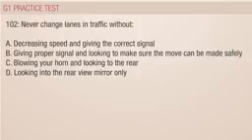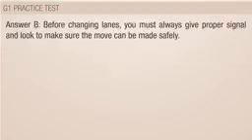Question 102. Never change lanes in traffic without A. Decreasing speed and giving the correct signal. B. Giving proper signal and looking to make sure the move can be made safely. C. Blowing your horn and looking to the rear. D. Looking into the rear view mirror only. Answer B. Before changing lanes, you must always give proper signal and look to make sure the move can be made safely.